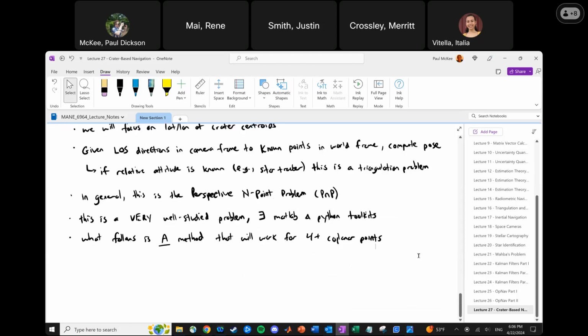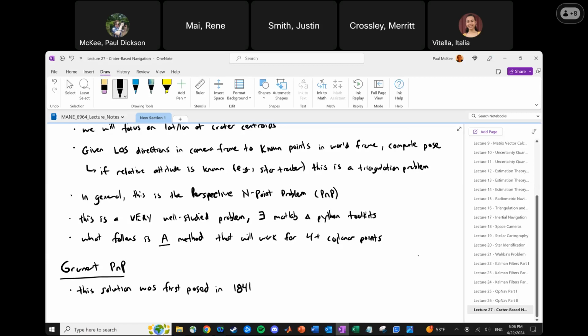So what we're going to talk about is a method that is referred to as Grunert. You know what? I've only read this name, so it could just as easily be Gruner or something really fancy like that. But I'm going to say Grunert P and P. And this solution was first posed in 1841.